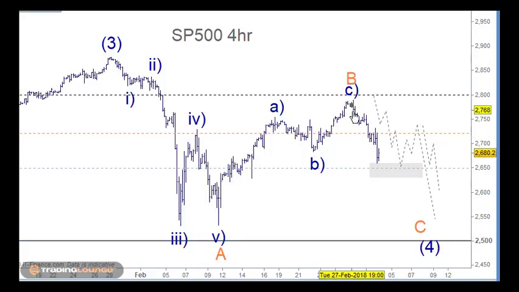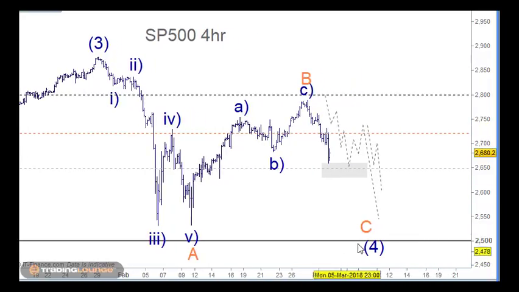The move down through here so far appears to be in 5 waves, like 1, 2, 3, 4, 5. There's still possibly one more little move down here before we complete that 5-wave structure here, and then we'll see an ABC bounce back into this sort of space here. You can watch the video for more detail on that, and then down here.